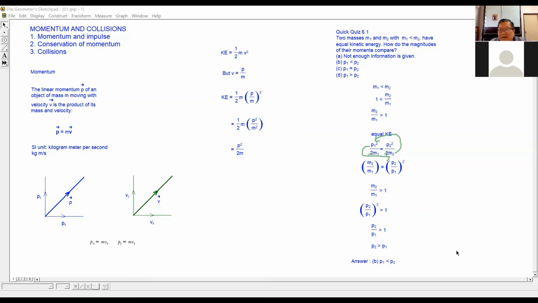So this is a mathematical proof, right? If you want to explain it qualitatively, it is quite difficult because momentum is proportional linearly to the v, but the kinetic energy is v square. So it's quite difficult to relate them unless we do a mathematical proof, right?